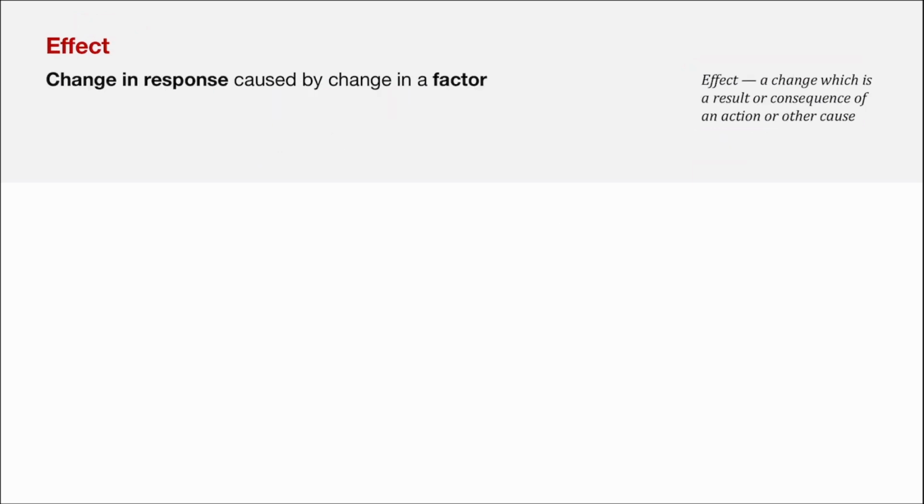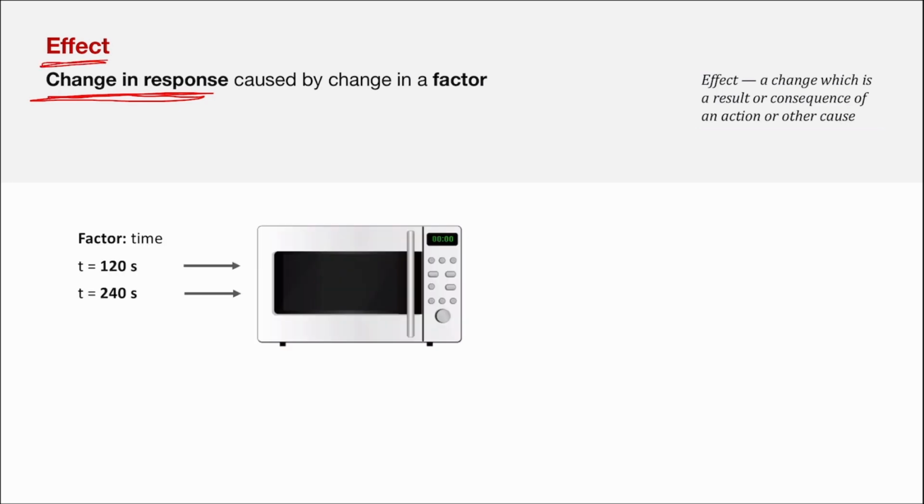And then when you change a factor, you will always see a change of outcome, even if it's a random change. And this change in outcome, change in response, we will call the outcome variable response, is called an effect. So effect is a change in response that is caused by changing the factor. For example, in this case, I take one single factor, time.